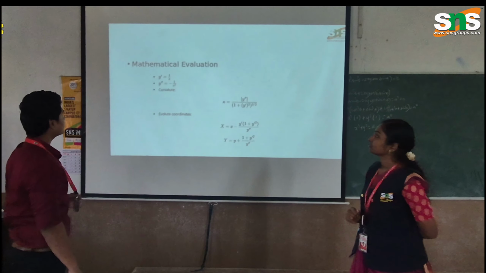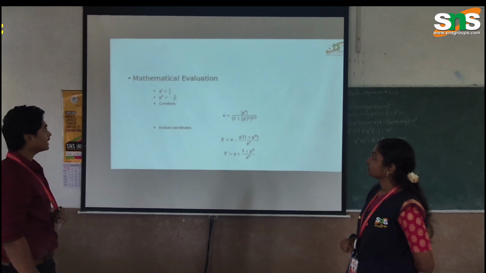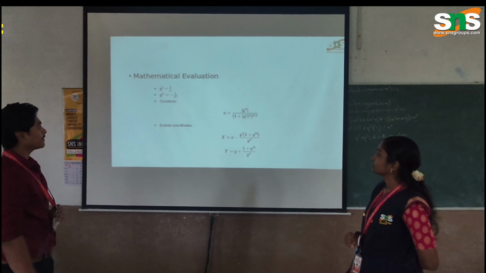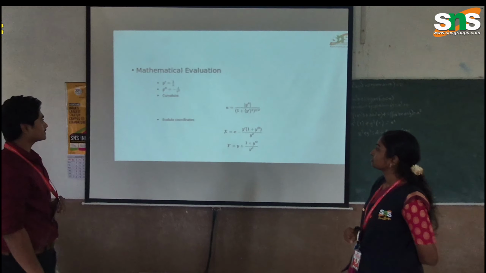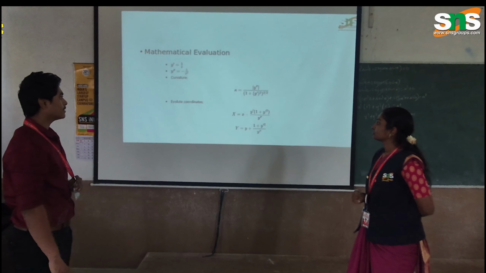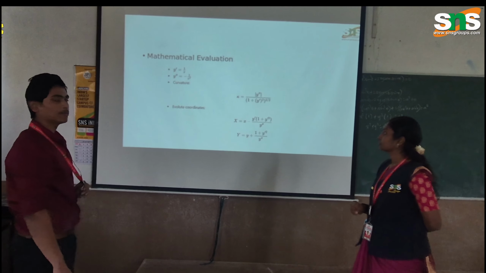Mathematical evaluation. y' = 1/x, y'' = -1/x². Curvature k = |y''| / (1 + y'²)^(3/2). Evolute coordinates: X = x - y'(1 + y'²)/y''. Y = y + (1 + y'²)/y''.